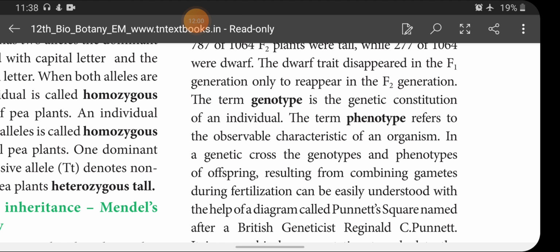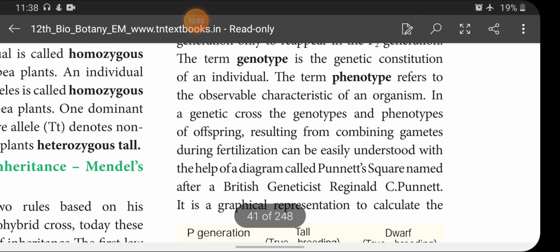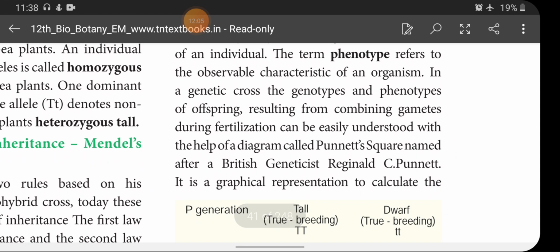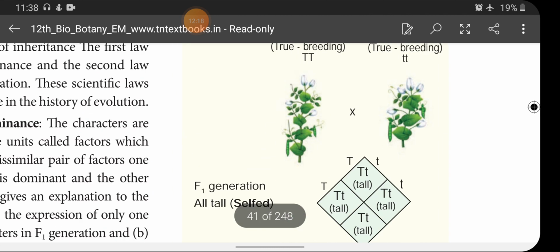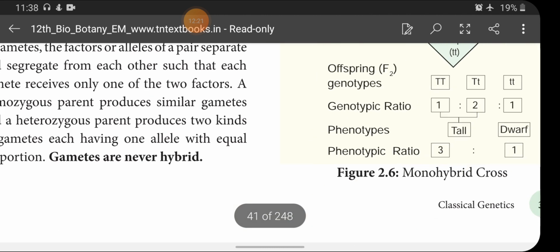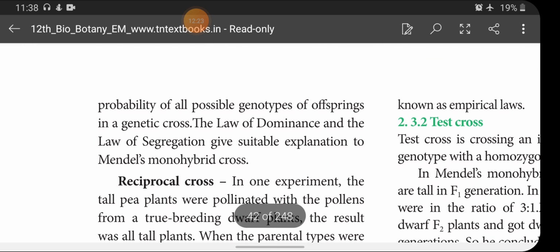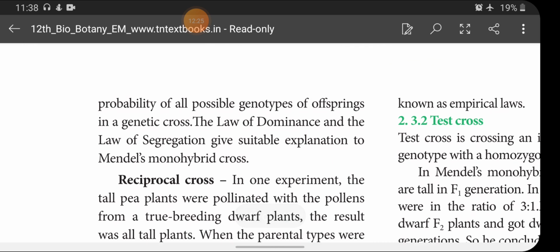In a genetic cross, the genotype and phenotype of offspring resulting from combining gametes during fertilization can be easily understood with the help of a diagram called Punnett's square, named after a British geneticist Reginald C. Punnett. It is a graphical representation to calculate the probability of all possible genotypes of offspring in a genetic cross. The law of dominance and the law of segregation give a suitable explanation to Mendel's monohybrid cross.